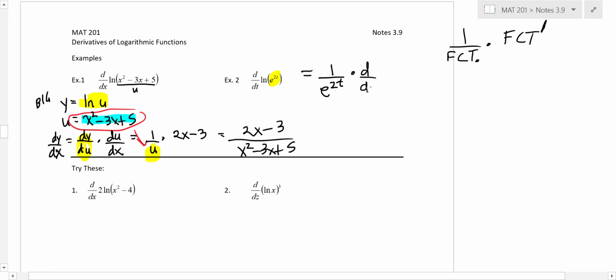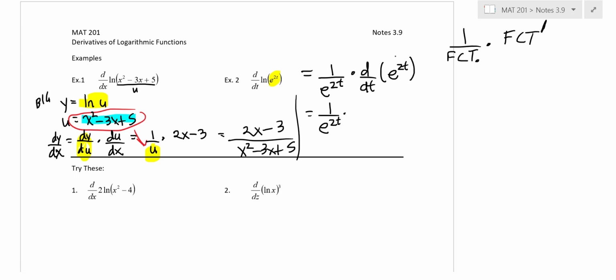You multiply by the derivative of that function that's inside, like that, okay? All right, let's see what we know now. This is going to be 1 over e to the 2t. What's the derivative of e to the 2t? 2e to the 2t. Remember? Itself times derivative of exponent. You can do a chain rule on that too. So this derivative is itself, and then the derivative of that exponent is 2.